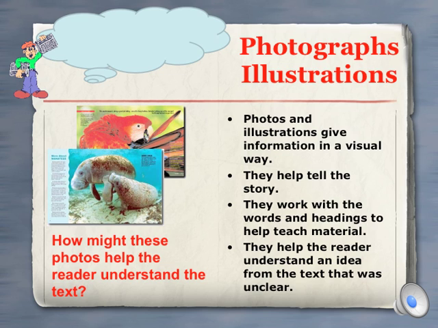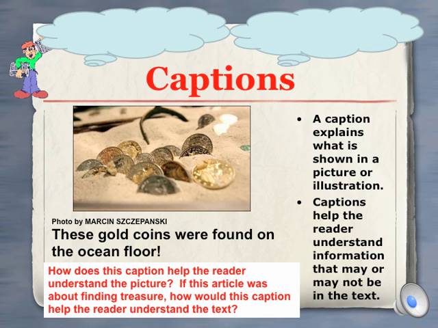Photographs and illustrations. Photographs and illustrations give information in a visual way. Please copy down the first two bullet points. Captions. Caption explains what is shown in a picture or illustration. Please copy down the first bullet point. You can also tell that a caption is in play because the caption is usually below or above a picture.